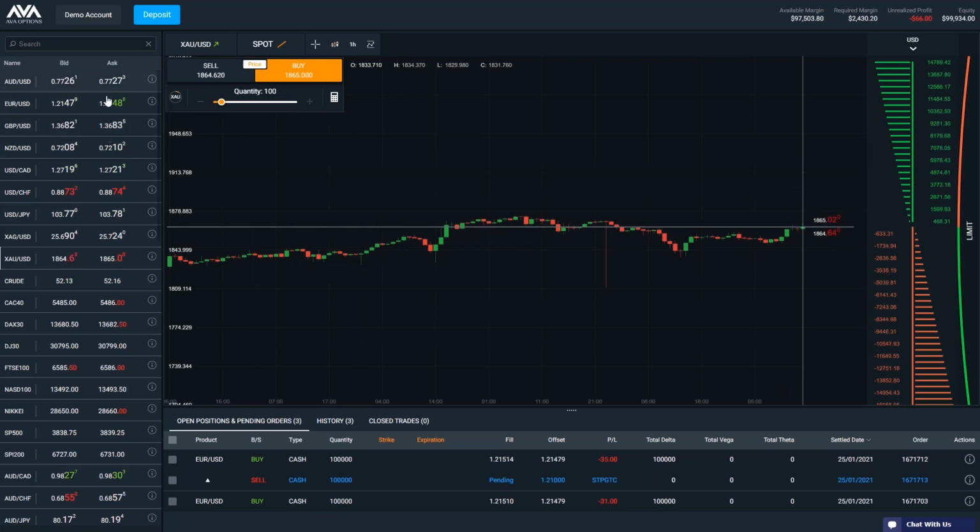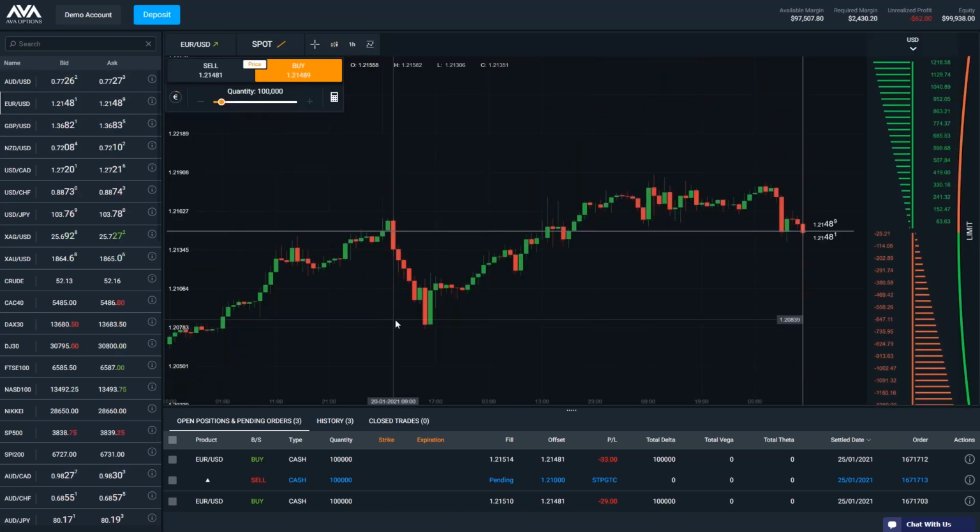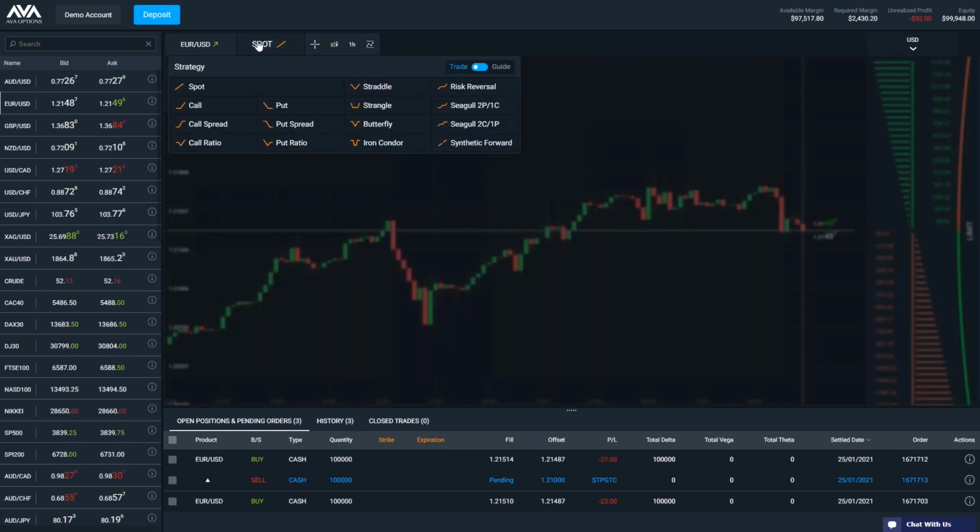Now, suppose instead, let's talk about what we're really here for, which is options. The button that says spot, if I click that, I get my menu to choose what option to trade. We can choose to trade simple calls and puts, or we can trade strategies like call spreads and put spreads and butterflies and strangles. And if you don't know what they are, just toggle over to the guide. All the icons turn blue, and you say, what is a strangle?